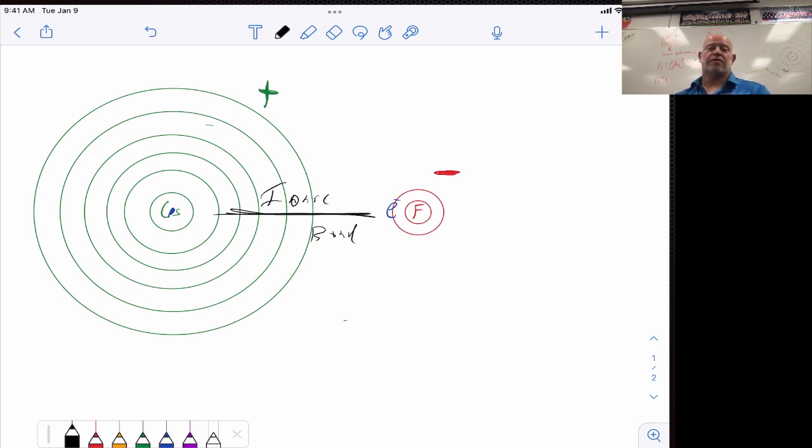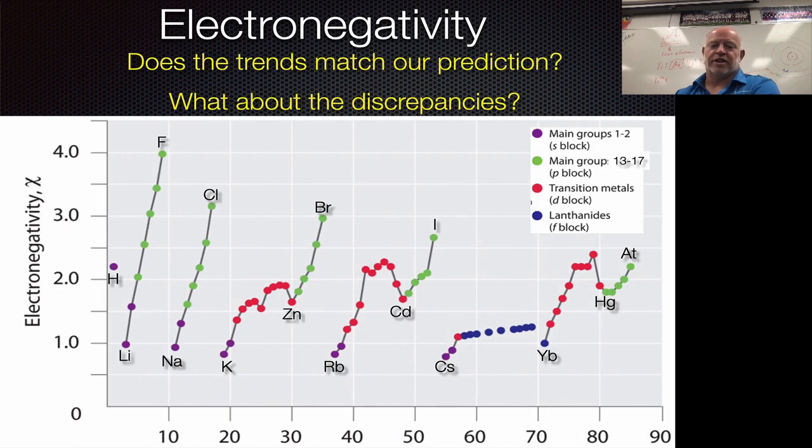So the reason why fluorine's better at it is because it's smaller, okay? Let's go to a graph and see if our prediction makes sense. So we take a look here, and sure enough, here's our electronegativity scale from 0 to 4. And here are the atomic numbers. We see that we have lithium right here. We have sodium, potassium, rubidium, cesium, and francium down here.